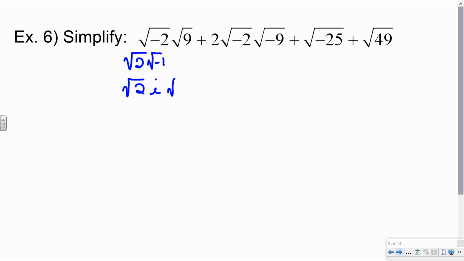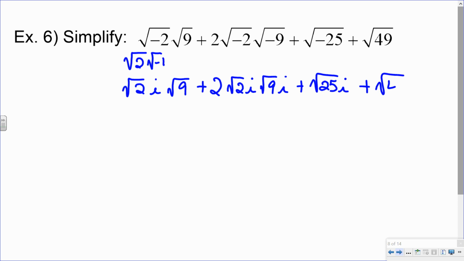And then we have times the square root of 9. And then we have 2 times the square root of 2 times i, the square root of 9 times i, the square root of 25 times i, and the square root of 49. So I've done the step of changing square roots of negative things so that they all have an i instead. So let's see what we have. Square root of 9 is, everybody? So this is a 3, so this becomes 3 root 2i.